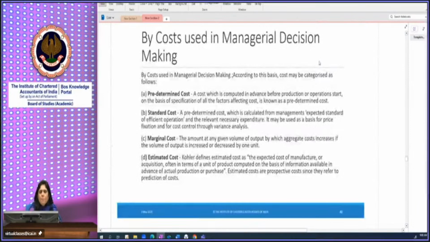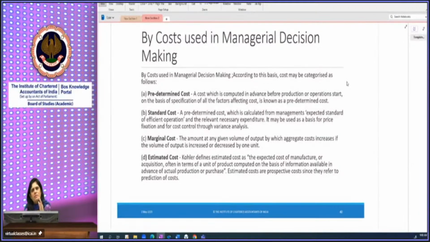Moving further, the costs used in managerial decision making. They are interchangeably used, and for managers it is very important that they find out what these costs are. So predetermined costs, of course, happen before production. Before production starts, they will predetermine the cost: this should be the cost. That is predetermined cost. Standard cost, again, what's the difference between predetermined and standard cost?